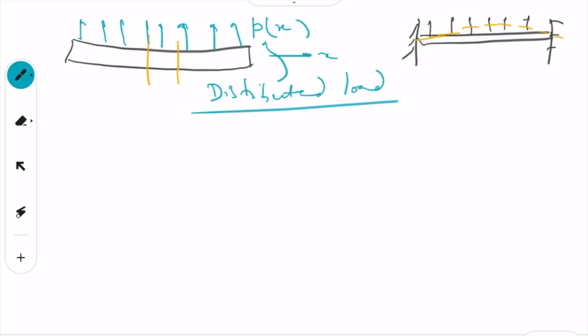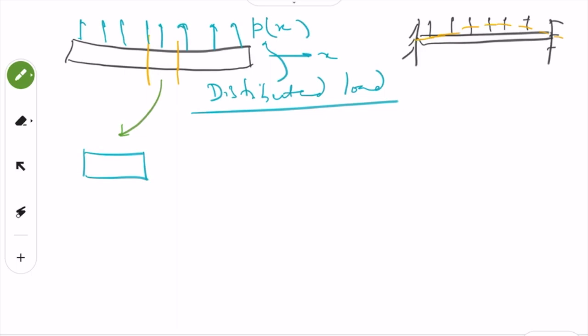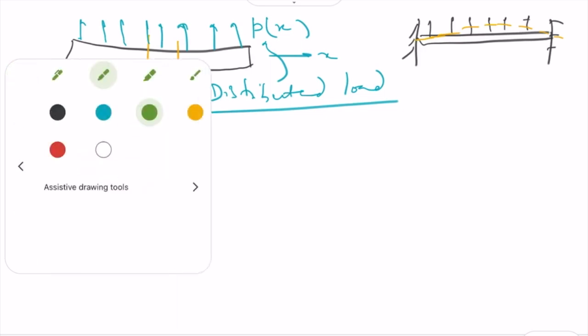Okay. Now, we will analyze that. So, we will take this. We have taken a section of this. So, this is the section, and on that we have the forces applied.